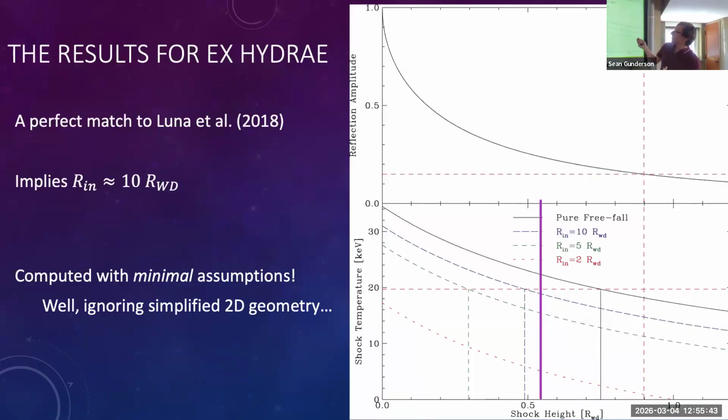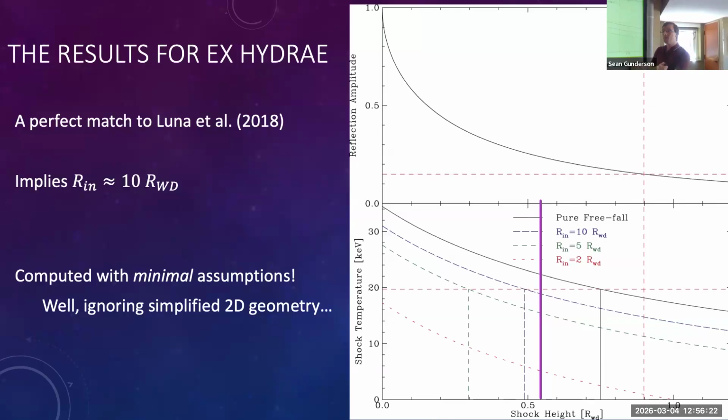Well, if we compare to Luna's, we're right about here, which is a perfect match to what they found from their shock temperature measurements. But a key thing here is that I had to make no assumption of the truncation radius of the accretion disk. In fact, from this, I can say what that truncation radius should be. It should be something like 10 white dwarf radii. They could probably do a better job estimating what it is, but it's closest to the blue line here.